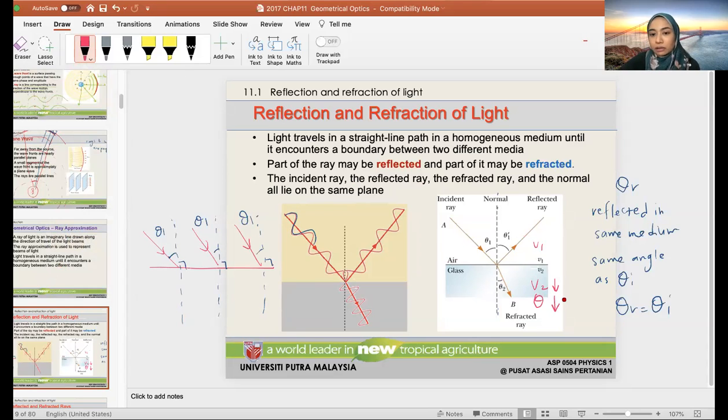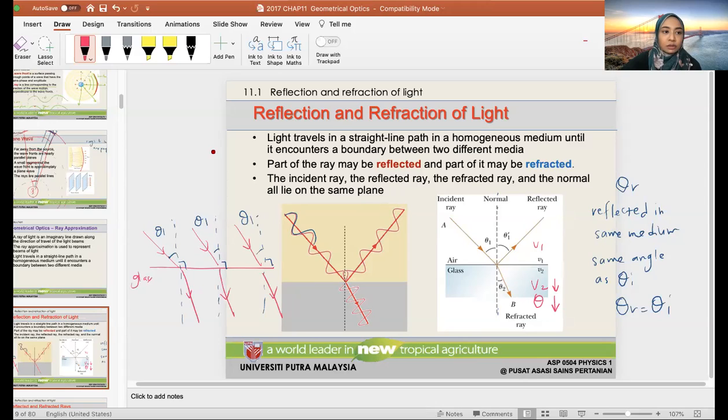When we are talking about light, we will always reference our angle with respect to the normal, not with respect to the surface, but with respect to the normal. So here, kalau tengok kat sini, my incident was like this. If this is glass, it will bend towards the normal. We call that bending towards the normal.